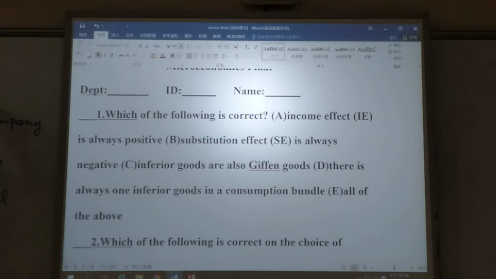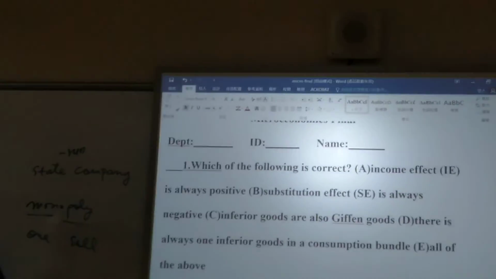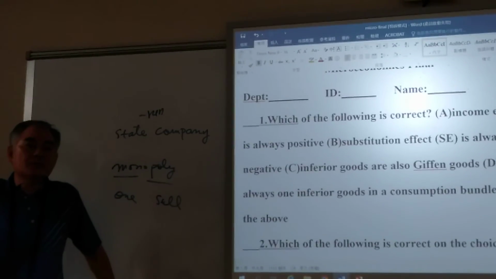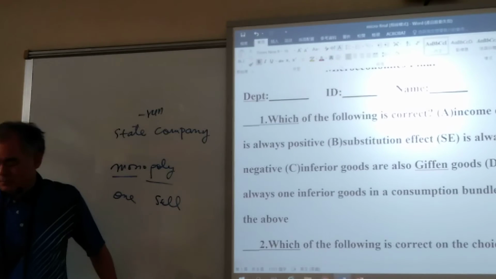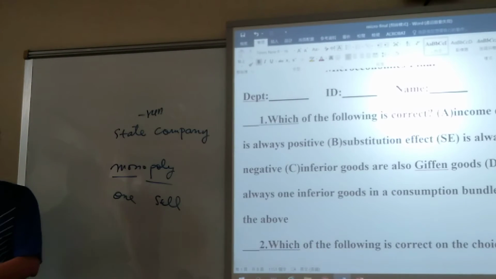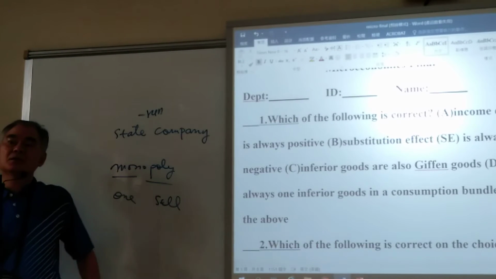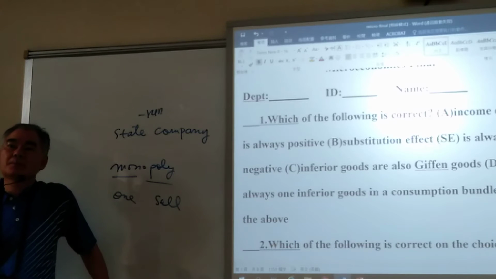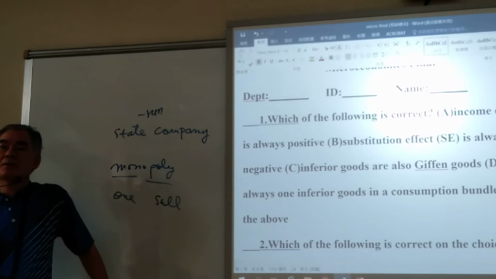Or sometimes we call it state-run. State-run company. What's a state company or state-run company? No idea?